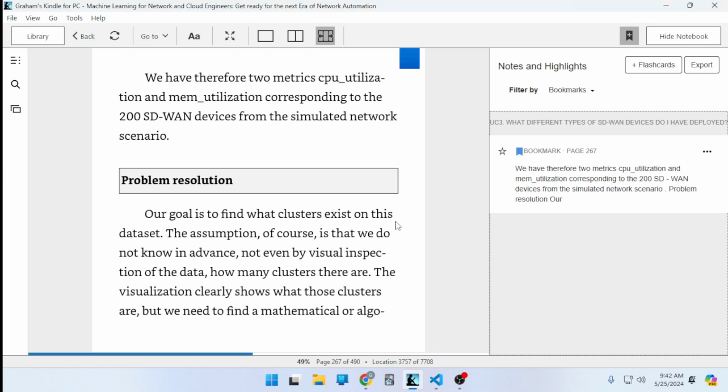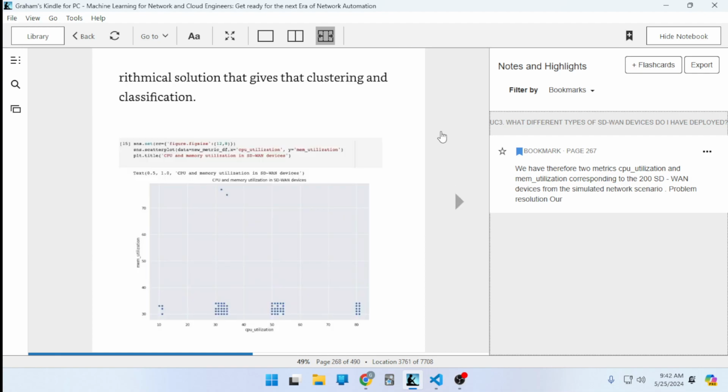Problem resolution. Our goal is to find what clusters exist on this data set. The assumption, of course, is that we do not know in advance, not even by visual inspection of the data, how many clusters there are. The visualization clearly shows what those clusters are, but we need to find a mathematical or, that's a mouthful, algorithmical solution that gives the clustering and classification.